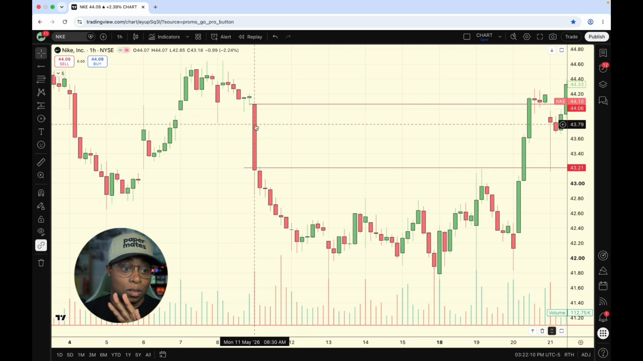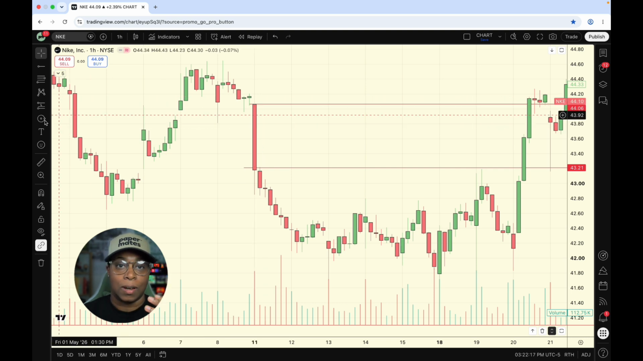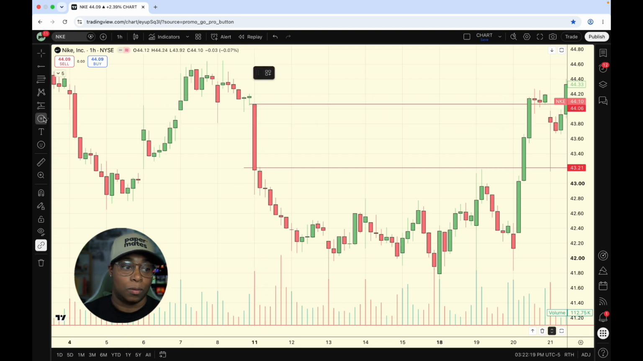Now, we have our 2 levels marked up. Candle 1, we got candle 2, and candle 3. Have our levels marked up. Now we know where we want to wait for a retest to take place before we go short.